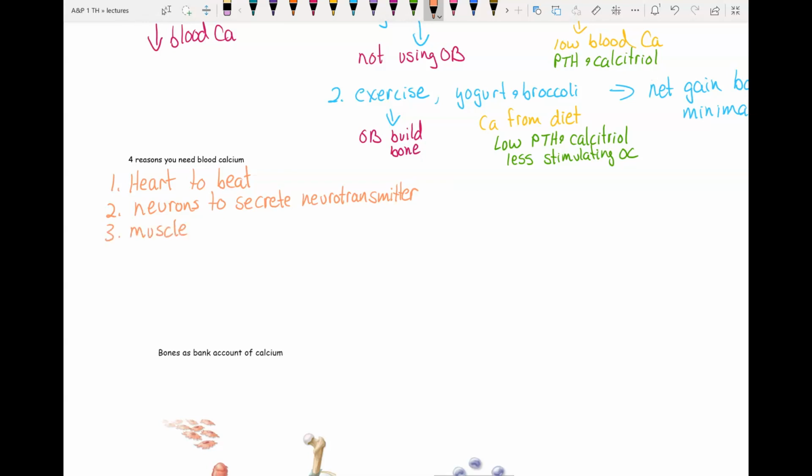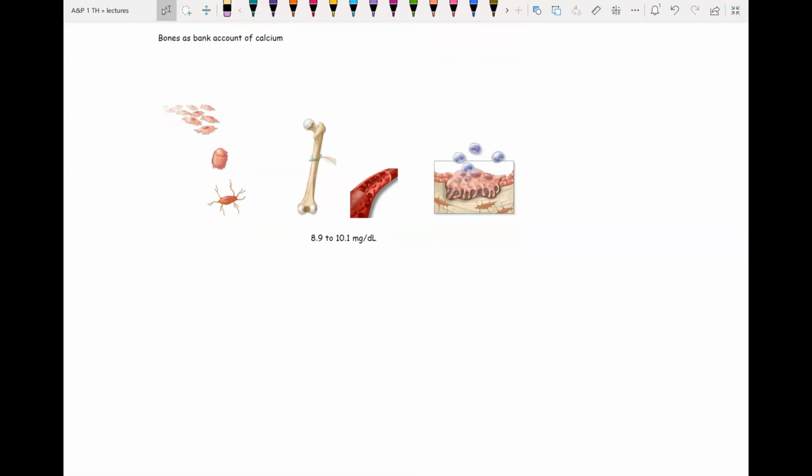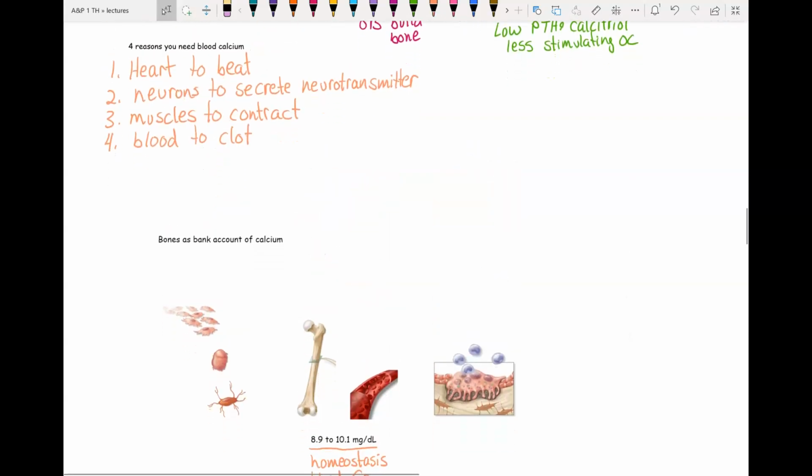Your muscles need calcium in order to contract. And this we will learn in chapter 10, how muscles use calcium to contract. And finally, your blood needs calcium in order to clot. Like when you get a cut and you're bleeding and you stop bleeding, that's because you made a blood clot. You have to have calcium in order to make blood clots. So again, it's kind of redundant, but just to make sure you understand the importance of this, you have to maintain homeostasis of blood calcium. So right here, 8.9 to 10.1 milligrams per deciliter. That is your homeostasis for blood calcium. That's the amount of calcium that has to be in your blood in order for your heart to beat, your neurons to secrete neurotransmitter, your muscles to contract, and your blood to clot.